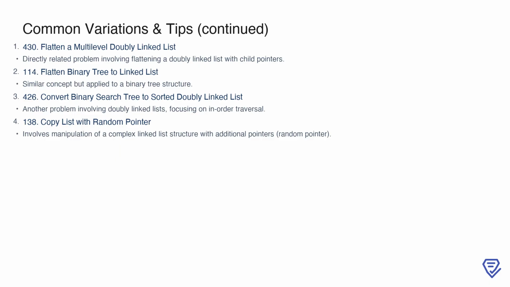Another related problem is 426, where you convert a binary search tree into a sorted doubly linked list. This problem focuses on in-order traversal but still deals with the doubly linked structure. Lastly, problem 138, which involves copying a list with random pointers, is another challenge requiring manipulation of complex linked list structures. Exploring these problems can deepen your understanding of linked list operations and traversal techniques.